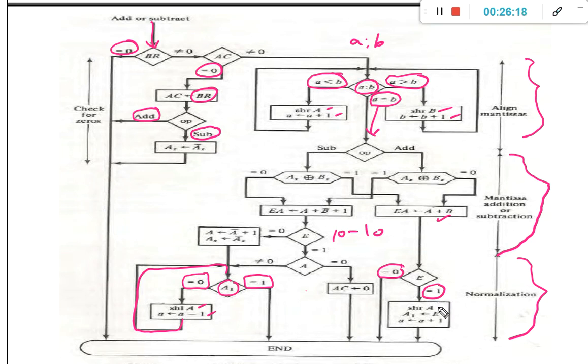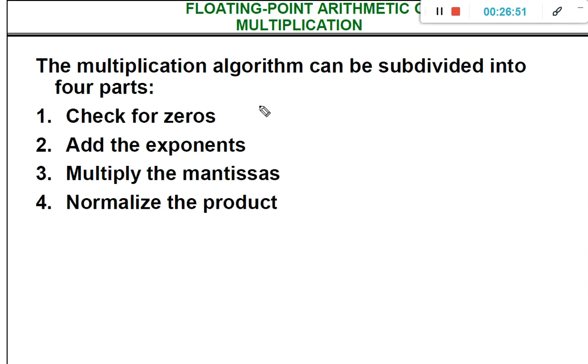Shift right the A register and assign the E value to A1, that is the most significant bit of the A register. Okay, and then increment the exponent value. So these three types of normalizations we need to perform in addition to performing the mantissa addition or subtraction. So like that we are going to perform the addition as well as the subtraction operations of the floating point arithmetic operations. Now if you go through the multiplication algorithm, then what do you need to perform?